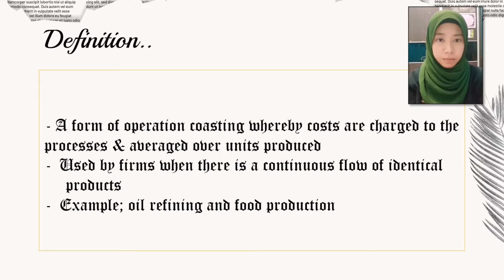Process costing is a form of operation costing whereby costs are charged to processes and averaged over units produced. It is used by firms when there is a continuous flow of identical products where it is not possible to distinguish one unit from another. Examples of process costing are industries involved in chemical processing, oil refining, and fruit production.